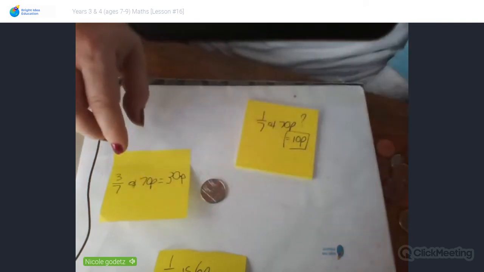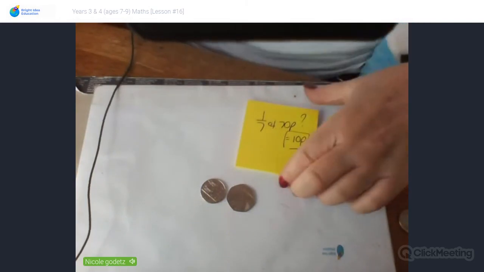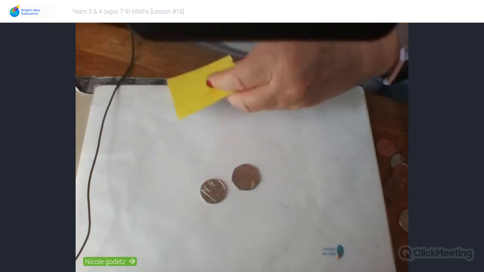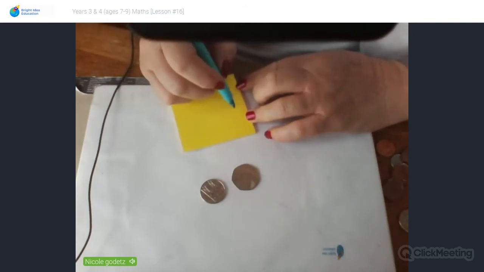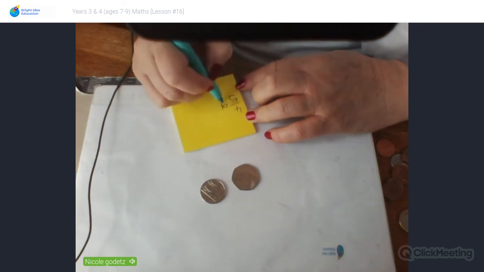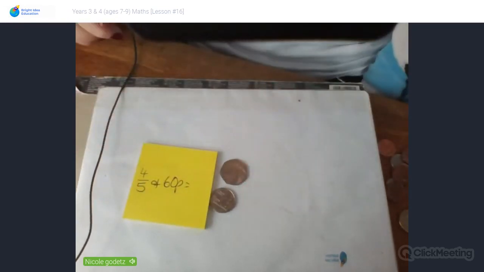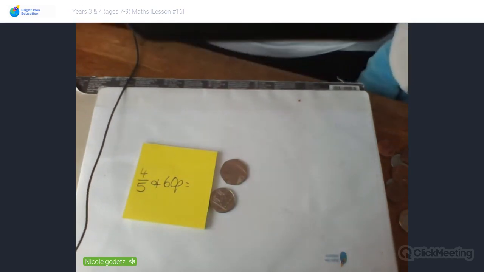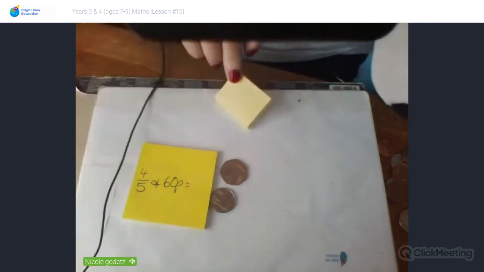Last one. How much is this? A 50p and a 10p. So we have got 60p. Okay, and I want to know, what is 4/5 of 60p? Now, what is the unit fraction, first of all? What is 1/5 of 60p, first of all?